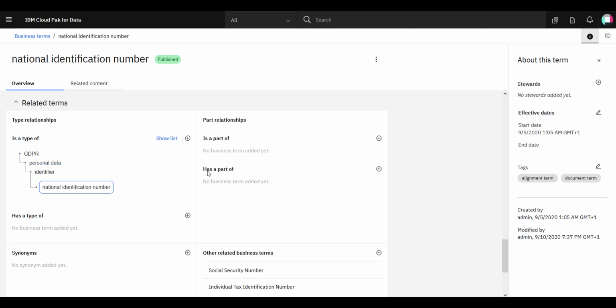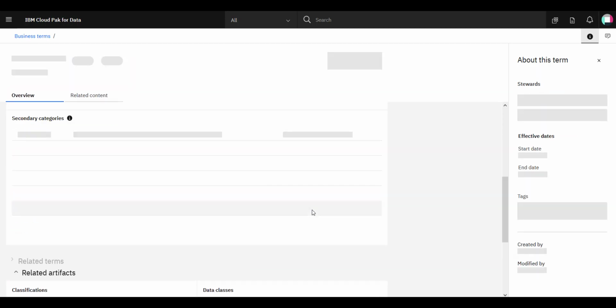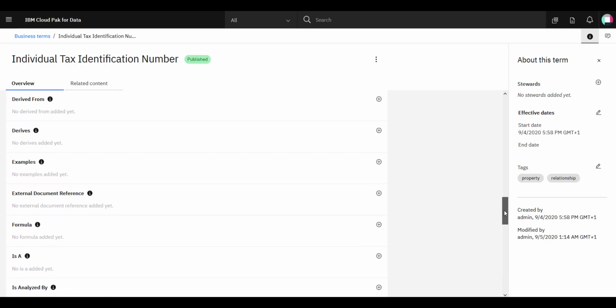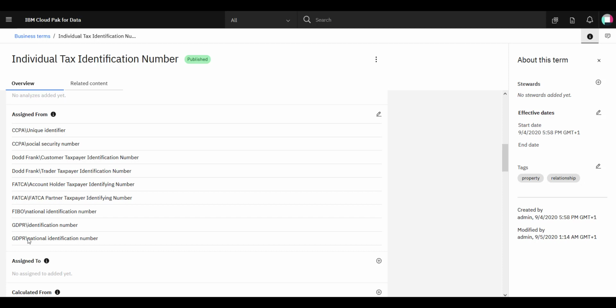If we now look at one of the terms assigned to business core vocabulary terms, individual tax identification number, we can see that this core term has been assigned from multiple industry alignment vocabularies, including CCPA, Dodd-Frank, FATCA, FIBO, and GDPR. This shows how core business terms are designed to help translate external requirements into a common shared vocabulary.